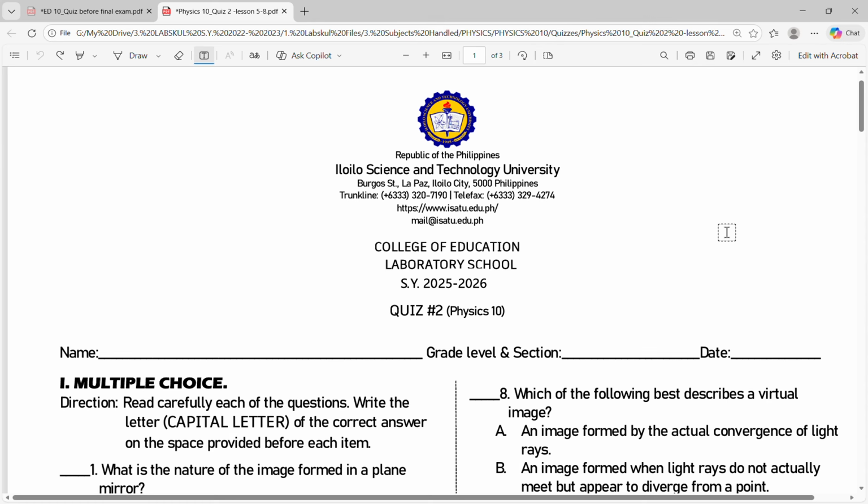But remember, for your exam tomorrow, it covers all the lessons that we have tackled for the entire second quarter, beginning with electromagnetic waves, the proponents of electromagnetic waves, the key properties of electromagnetic waves: frequency, wavelength, and energy. Please recall how those three key properties relate to each other. Next are, of course, the practical applications of the electromagnetic waves, from radio waves to gamma rays.